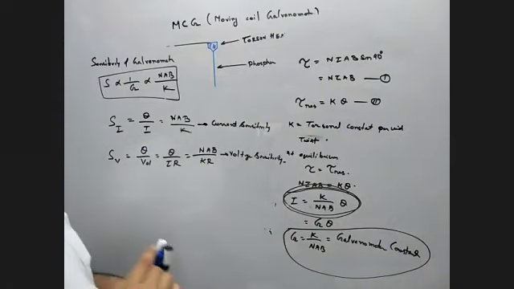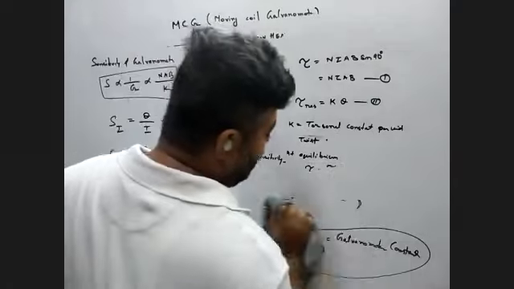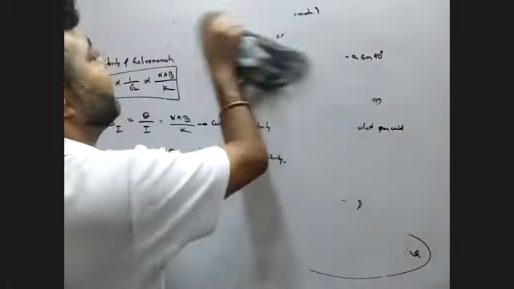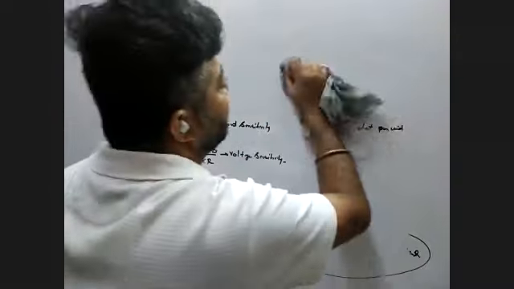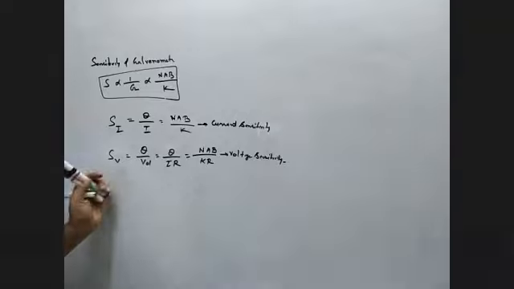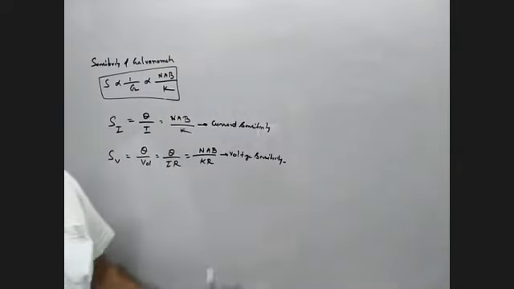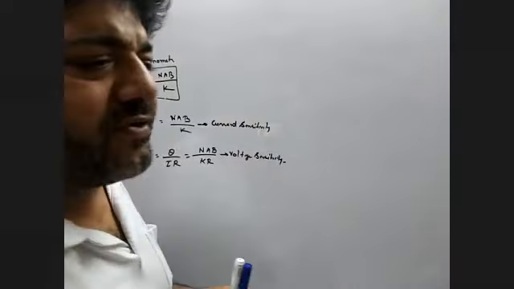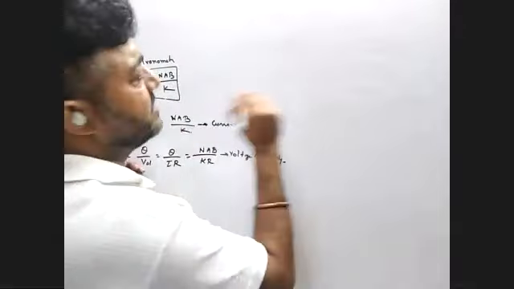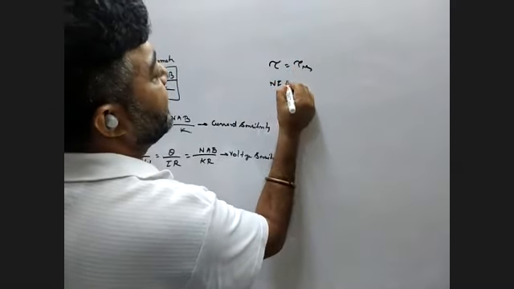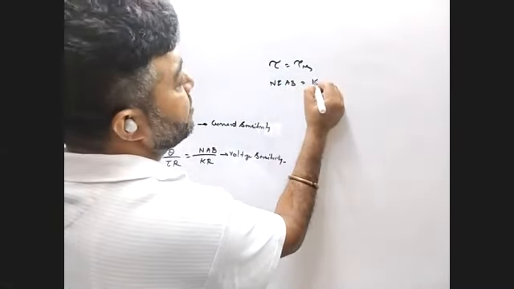But first let us concentrate on how we measure the current sensitivity or voltage sensitivity from this galvanometer. Generally two types of questions are given. One is a percentage based question, another is where they simply give you some data and on that basis you have to find a ratio or some value. These are very simple. You just remember the formula or derive it. For that you just remember torque equals restoring torque, NIAB equals K theta.